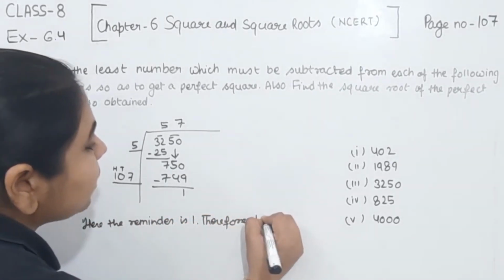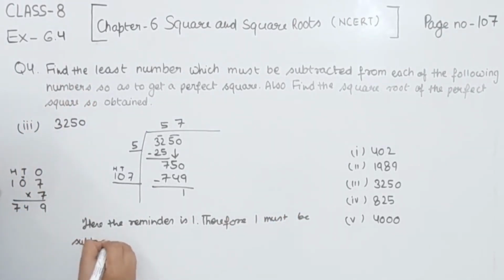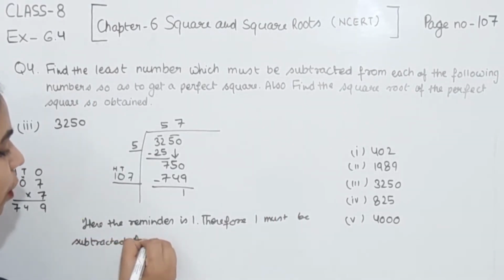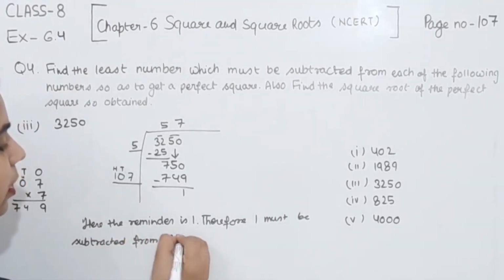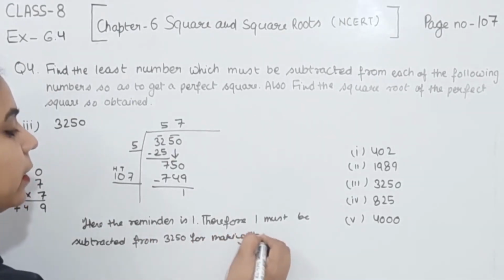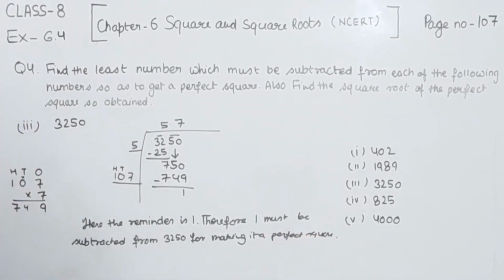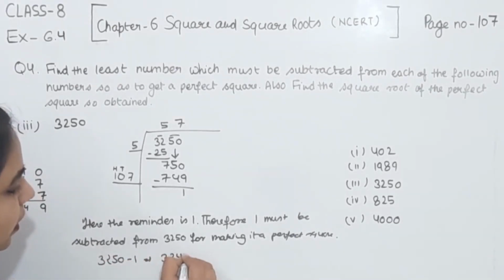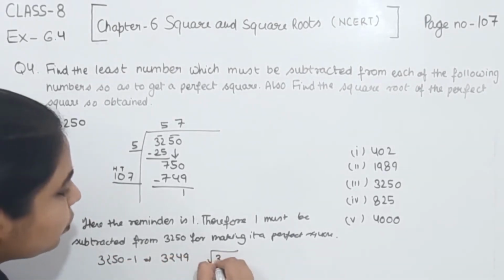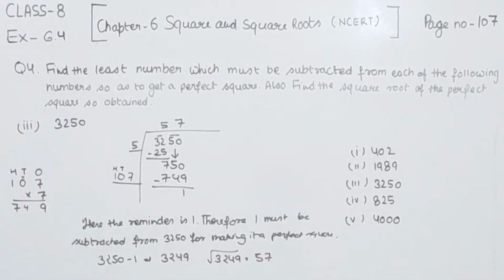Therefore 1 must be subtracted from 3250 for making it a perfect square. 3250 minus 1, so we have 3249, and the root of 3249 is equal to 57 we are having. Now this is part 3.